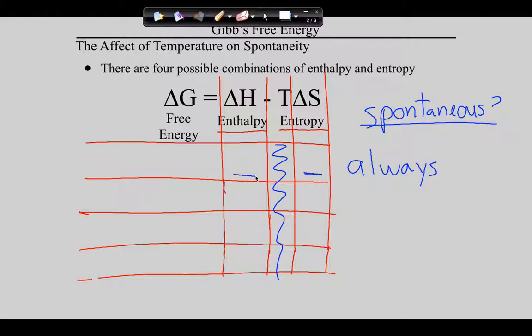So let's talk. Guys, what values for delta H guarantee spontaneity? Negative values. And what values for delta S guarantee spontaneity? Positive. So guys, if change in enthalpy is negative, and if change in entropy is positive, that will always be spontaneous, because what types of delta G values will that always create? Negative values.